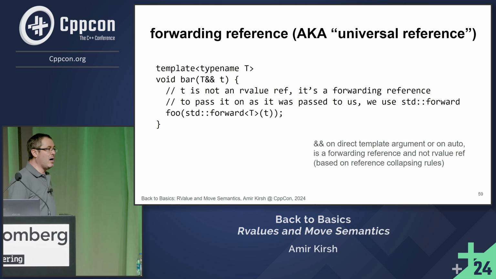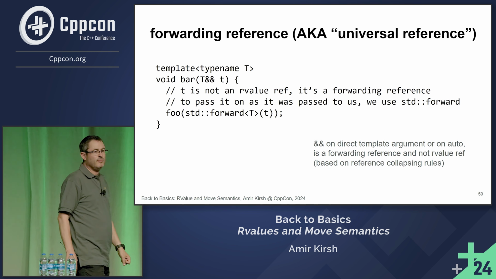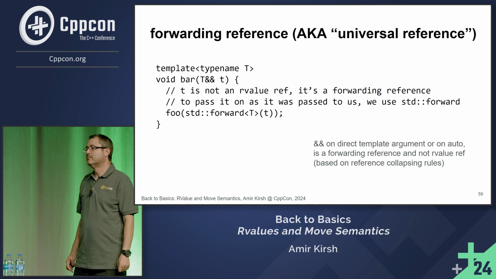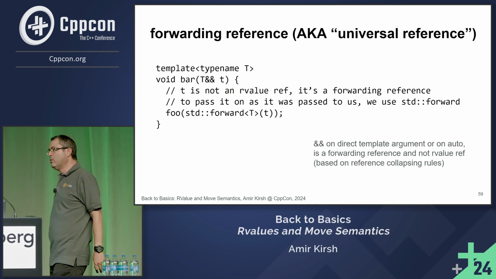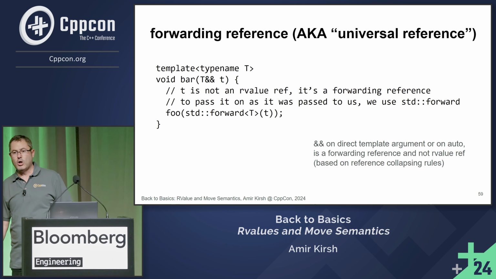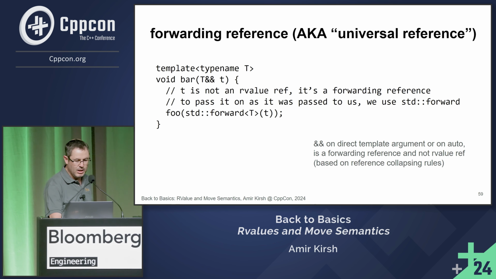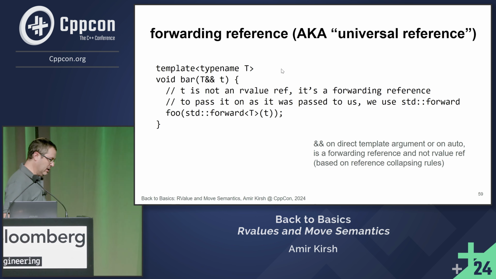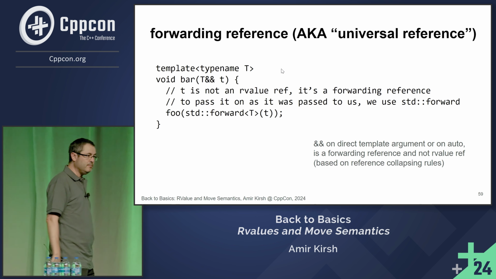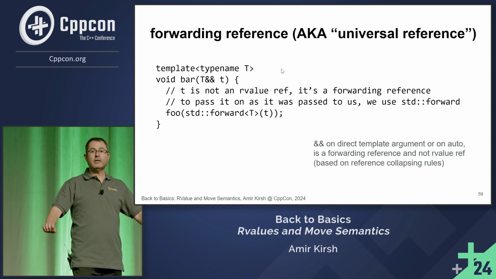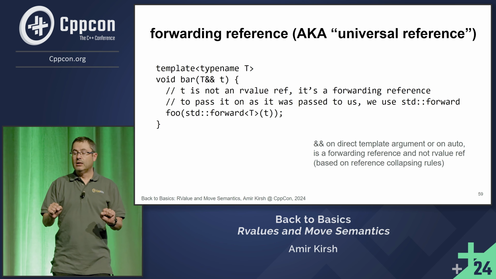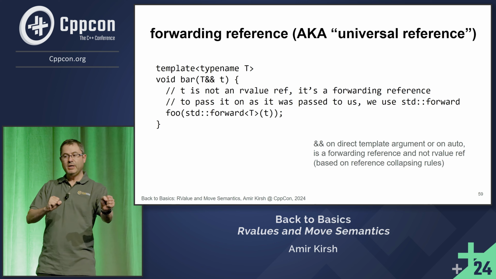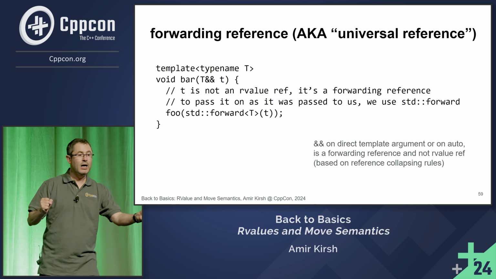When we use double ampersand on a template argument, it is not an Rvalue. We are in C++. There is a rule behind that. It goes to reference collapsing. Anyhow, do you see the double ref here? The double ref here is not an Rvalue because it's on a direct template argument. It means T is a forwarding reference, which means it might be an Rvalue, but it might also be an Lvalue.